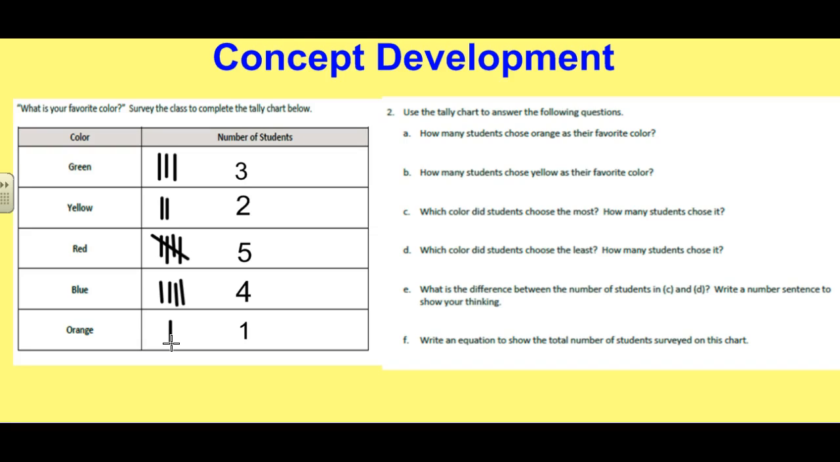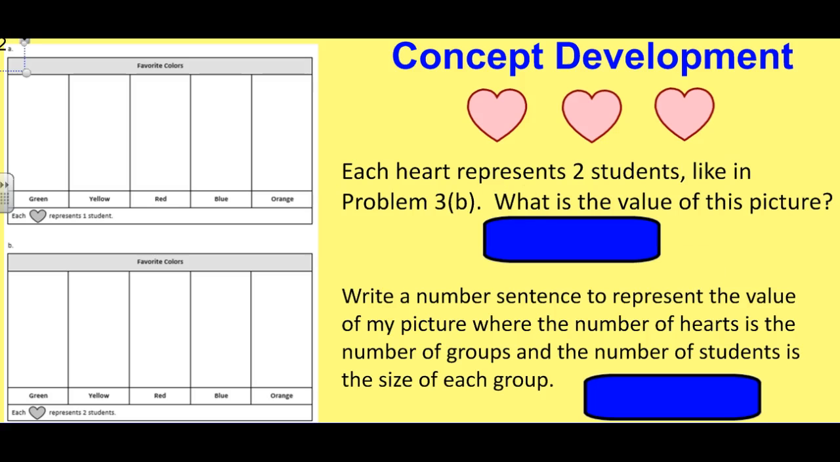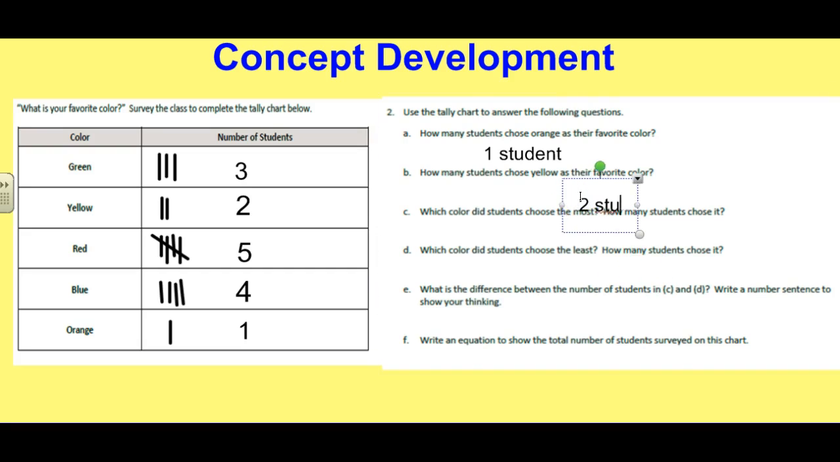And this is also on your problem set, and this is what it looks like right here. Number 2 says use the tally chart to answer the following questions. How many students chose orange as their favorite color? When you're looking at my tally chart, I have one student. I have no idea what your tally chart looks like. So based on your chart, write down how many students chose orange as their favorite color. B says how many students chose yellow. Whenever I'm looking at my chart, I have 2 students that chose yellow. So make sure you're writing down based on your chart how many students chose yellow.